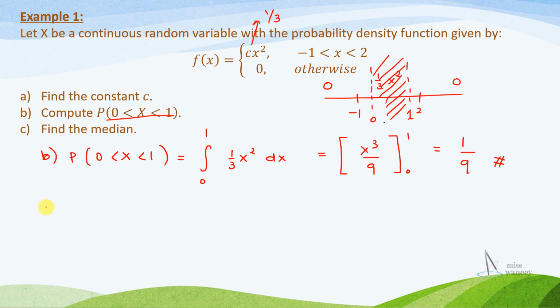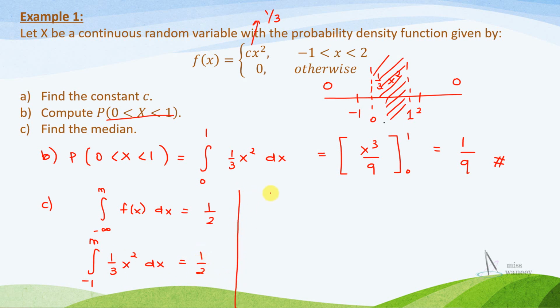For part c, we have to calculate the median. By using the definition, it should be integral from negative infinity until m of f(x) dx, and it should be equal to 1 over 2. Since we only have one function, that means our median must be somewhere in between negative 1 until 2. Therefore, let us integrate negative 1 until m. The function is 1 over 3 x squared dx, and this should be equal to half. So now let us integrate them. This is x cubed over 9.